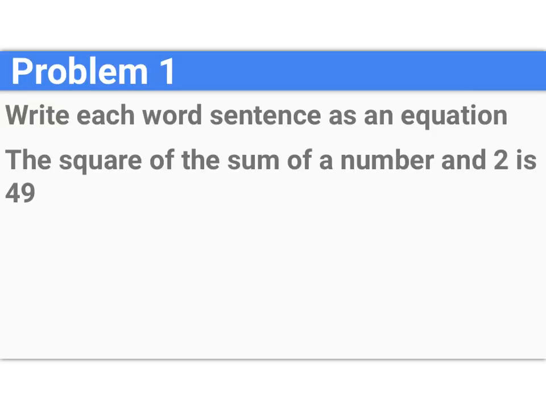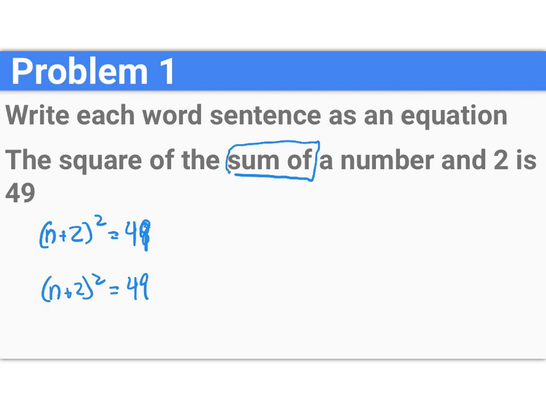Okay, write each word sentence as an equation. The square of the sum of a number and 2. So a number plus 2 in parentheses, squared, equals 49. I'm sorry, n plus 2 squared equals 49. And how do I know? The sum of, we talked about this in the equation. When you see the sum of, think parentheses, or the difference of, and things like that. Think parentheses, a number and 2.